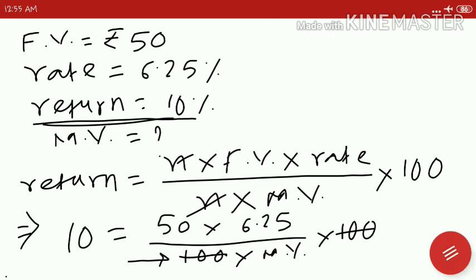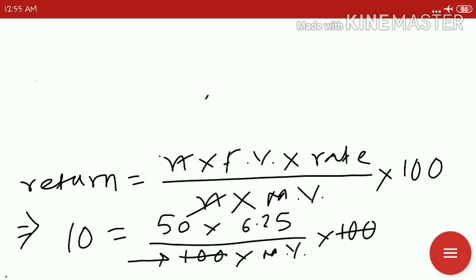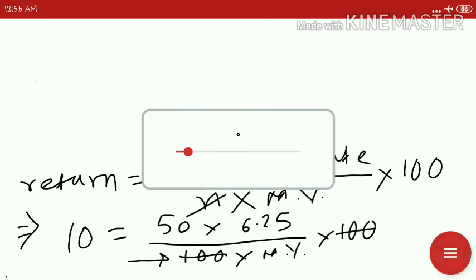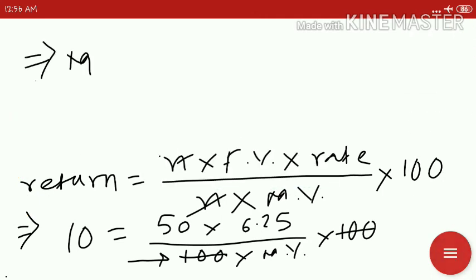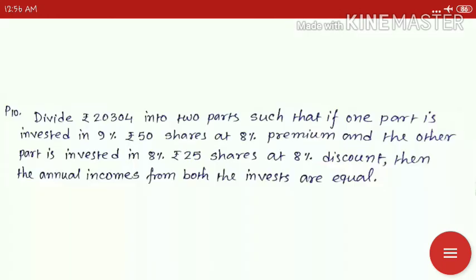And now if we calculate the whole thing, you will get the solution as the rate of each share which is available at the market, that is the market value. So market value equals rupees 31.25. That is the market value of each share, and that is our answer. Now check it with your solution. Then we will move forward to our last problem, that is problem number 10.